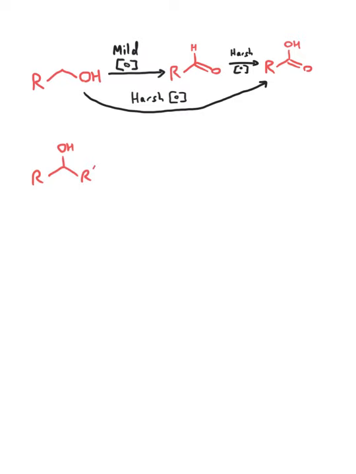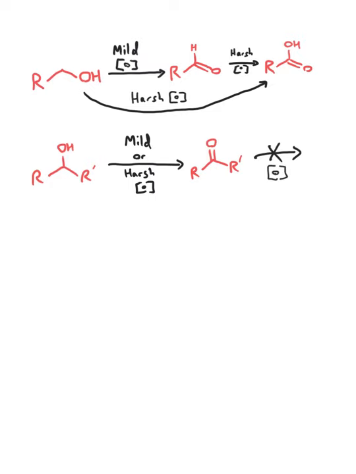Secondary alcohols, we can use mild or harsh conditions to give us a ketone. Ketones, however, cannot be further oxidized, whether it's under mild or harsh conditions. Tertiary alcohols do not react, and you cannot oxidize them. This is the reason why if you were to drink tertiary alcohol, you will remain drunk for a long time. Your body cannot oxidize and get rid of it.